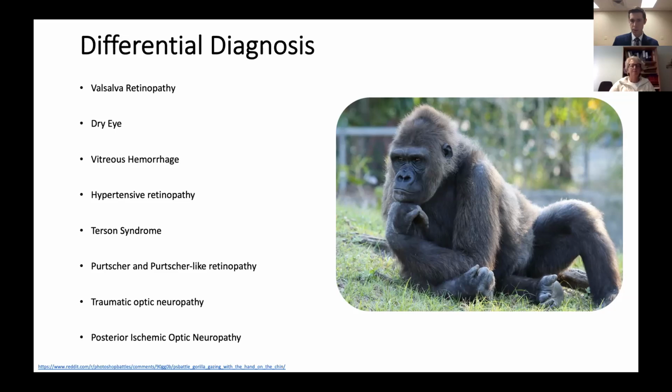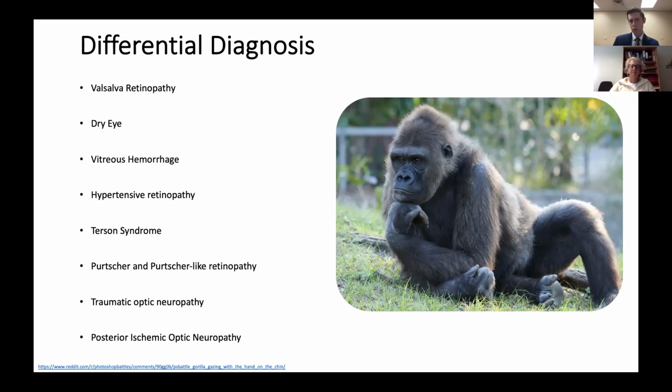Hypertensive retinopathy, did have some high pressures in the ICU. Terson syndrome, she had a subarachnoid hemorrhage and now she has blurry vision. That's one thing. Purtscher and Purtscher-like retinopathy, although more associated with trauma, but still something to consider. A traumatic optic neuropathy from this ruptured aneurysm, it's possible, but something to consider. And then a posterior ischemic optic neuropathy.